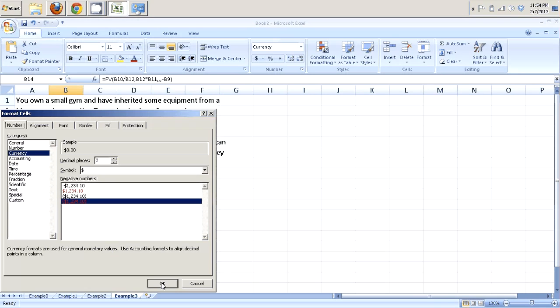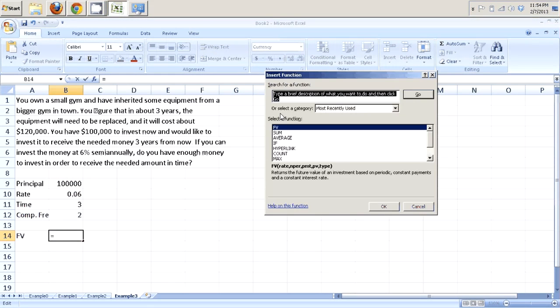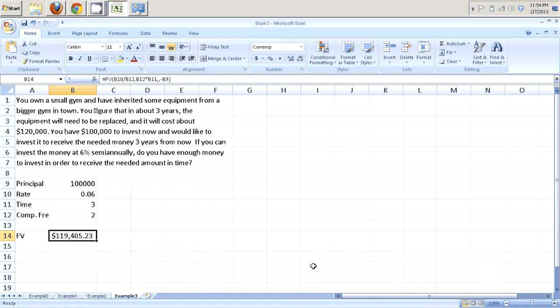Not really sure what just happened there. Oh, I do know what happened. Let's do that formula again. I know exactly what happened. I put money in here in the type. Let's do it again. Rate divided by compounding frequency. The number of periods times the time. There's no payment, but there is a present value of the $100,000. It's all said and done.